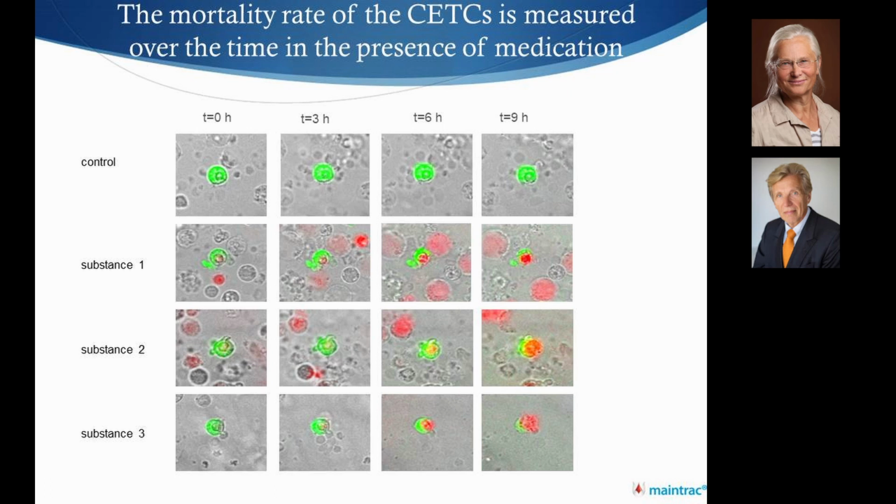Here you can see the time-lapse analysis of cells, and you can see that in the upper gallery there is one cell which does not have any influence. It's not dying during the time it has been observed, and this is under control conditions. And you can see that with different substances, there is a different dying process in these cells. The dying process is signified by the increasing red staining of the nucleus.